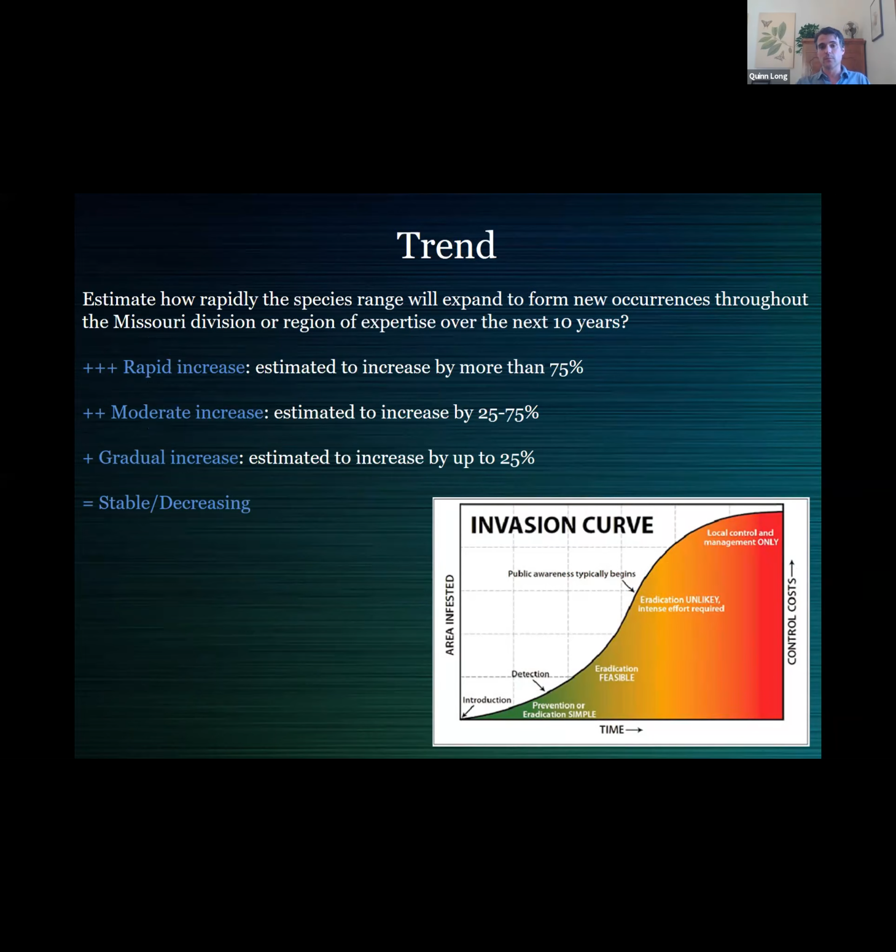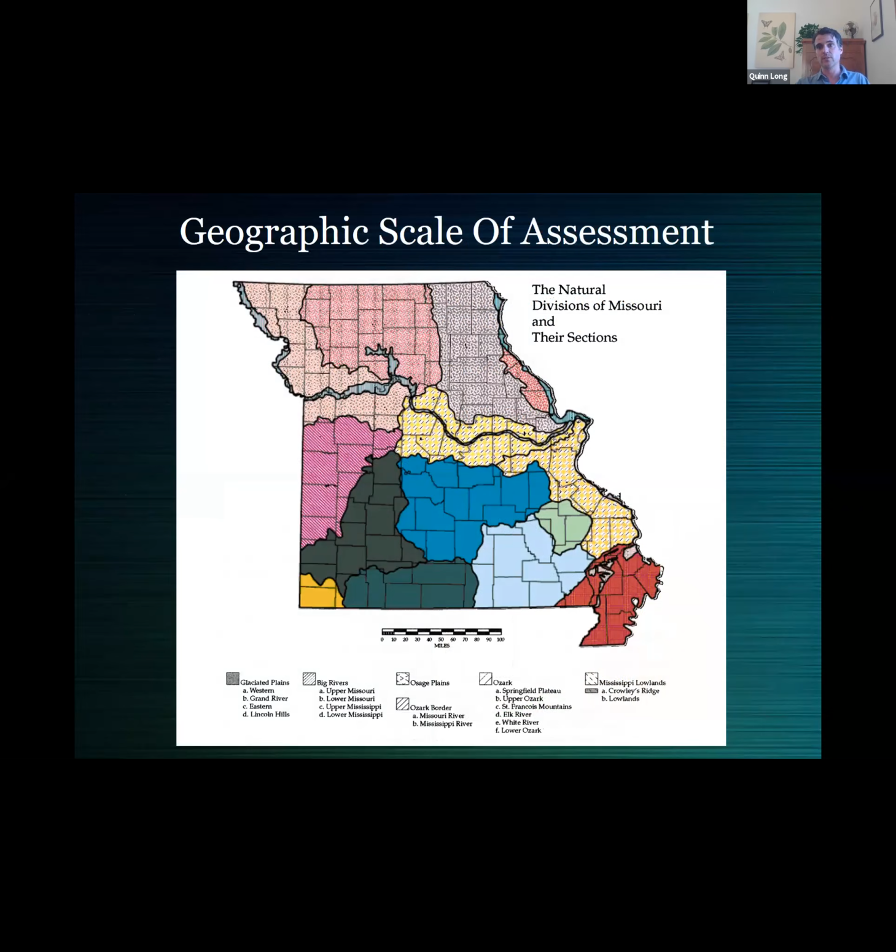And this is really significant because if you look at this figure, which you'll see a few times throughout today's presentation, the invasion curve, when a species is introduced and begins to naturalize and grow outside of cultivation, early on, we typically don't know about it. We might not detect it, but it's at that early stage, that early detection, that it could actually be controlled very effectively, possibly even eradicated. What typically happens is by the time there's widespread public awareness of the problem, eradication is unlikely and really intensive efforts are required for more localized management and control. So early detection is key.